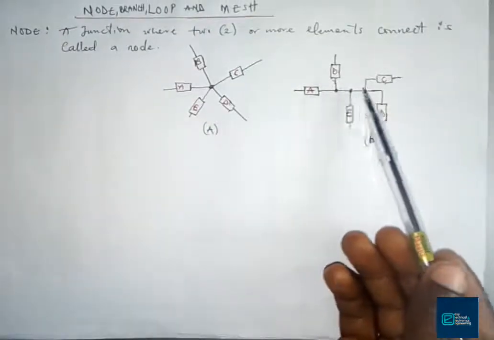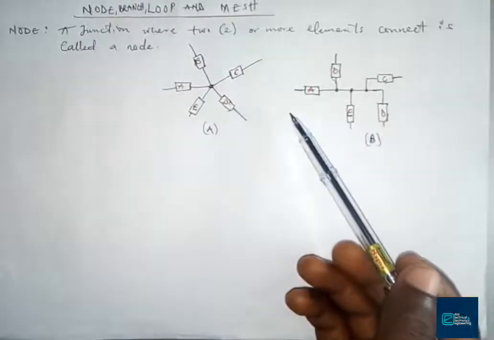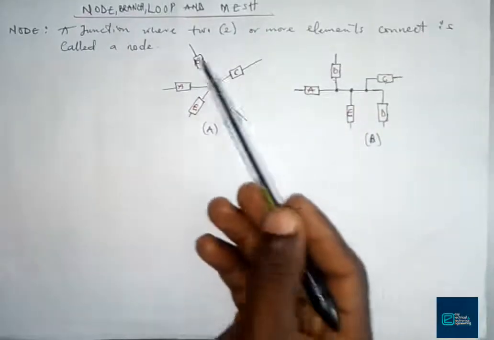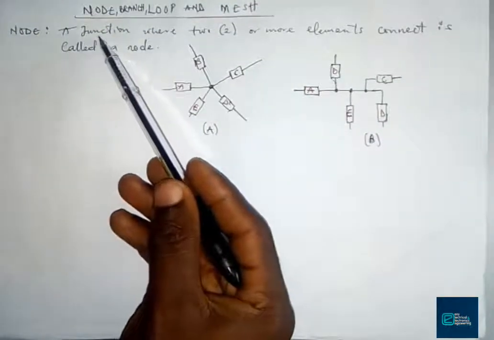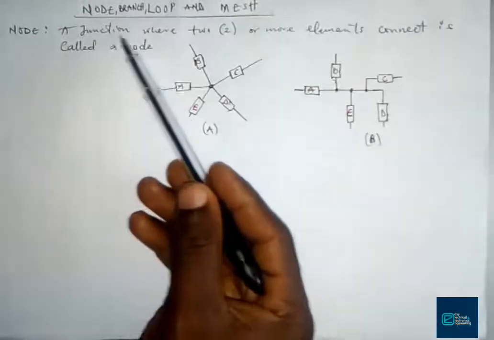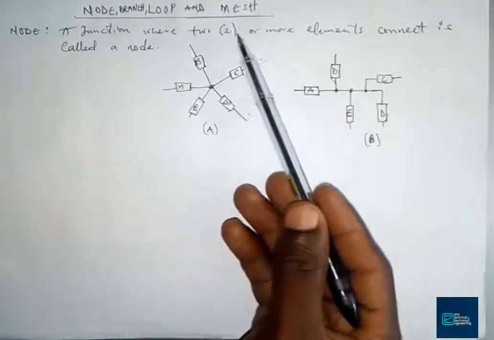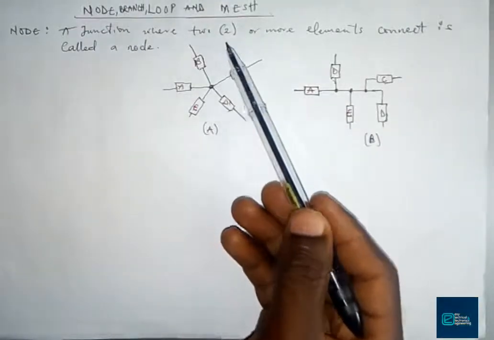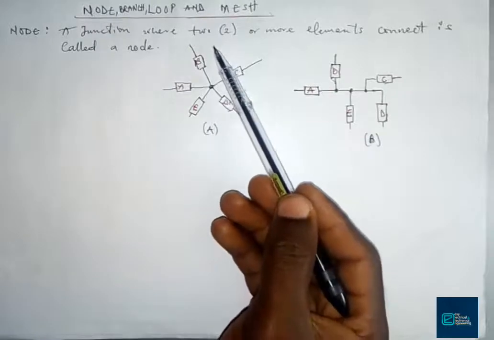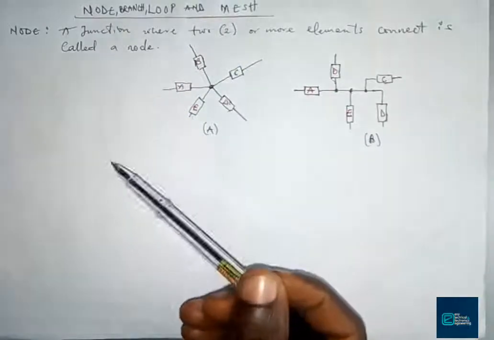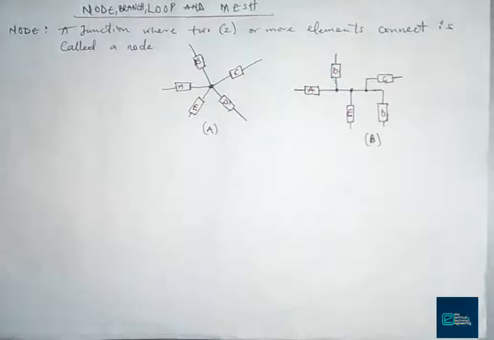The voltage is always the same in them. So that is what we know and understand by a node. A node is a junction where two or more elements, a minimum of two elements, must meet at a point to form a node. So we can take a simple example on that one.